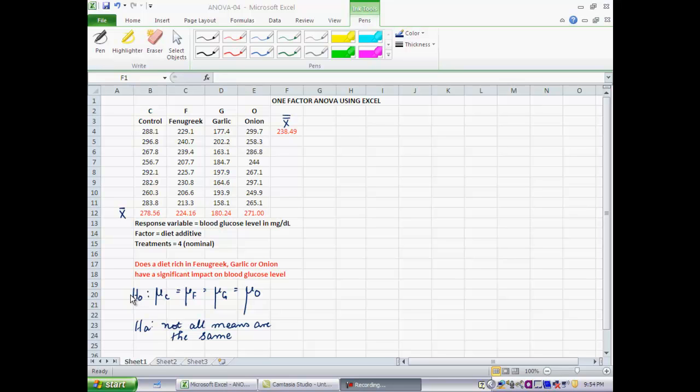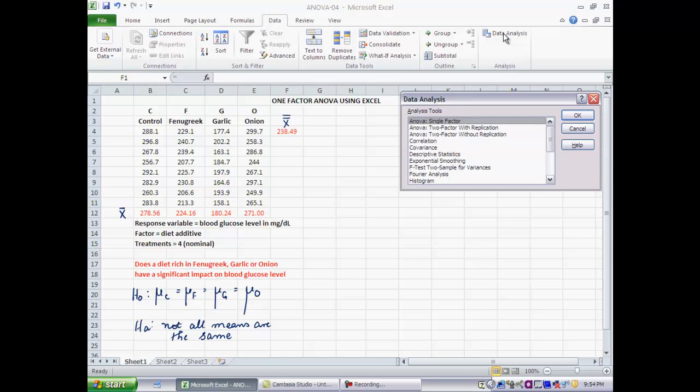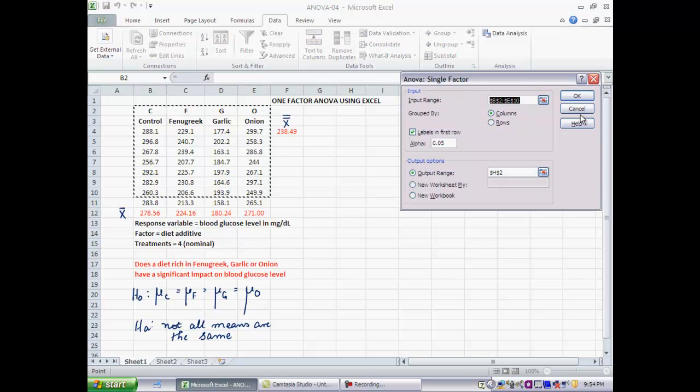So here's the null and the alternate hypotheses about the population parameters, and we will choose between these two using ANOVA. So let's go to our Excel analysis. We click on Data from the menu tab, and let's see what choices show up. Here I have Data Analysis, and notice I will choose single factor ANOVA, since I'm trying to detect whether one particular factor, the diet additive, has any impact on the response variable.